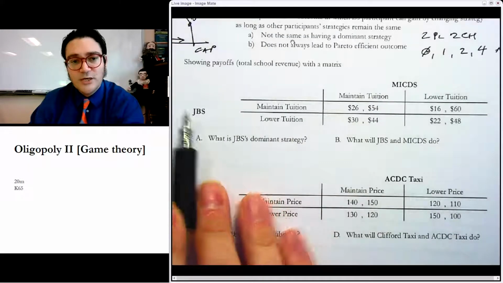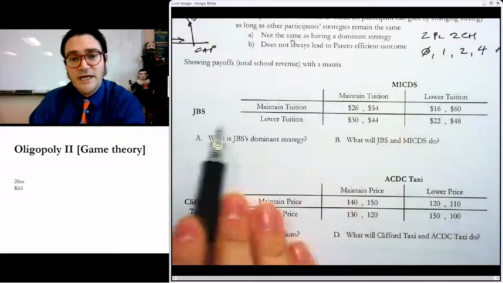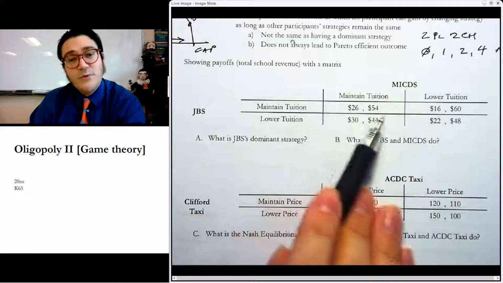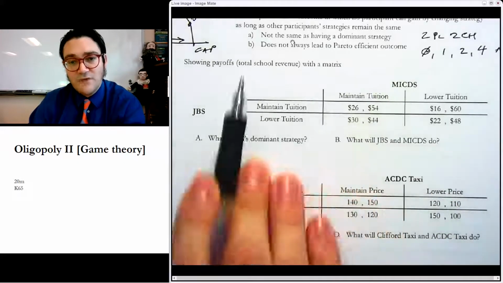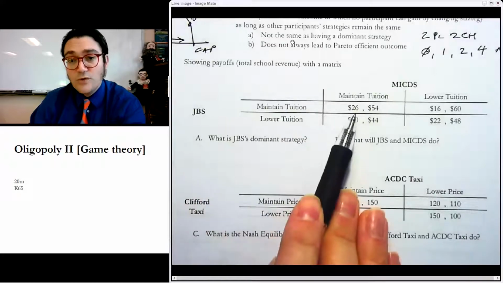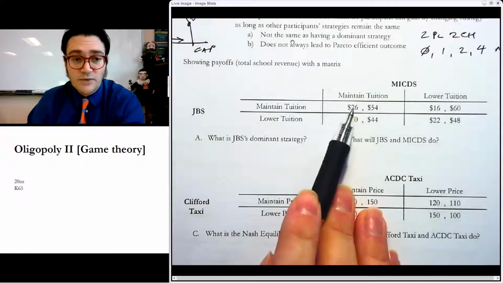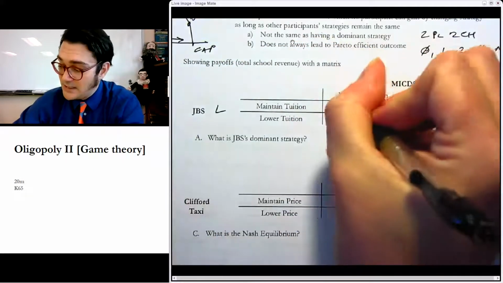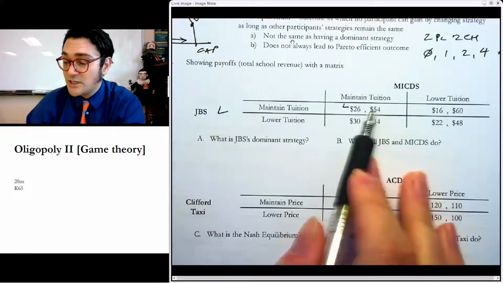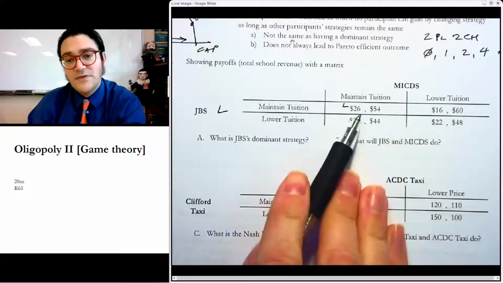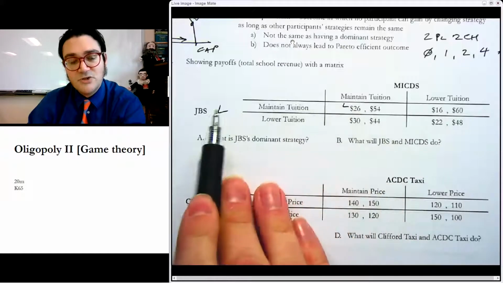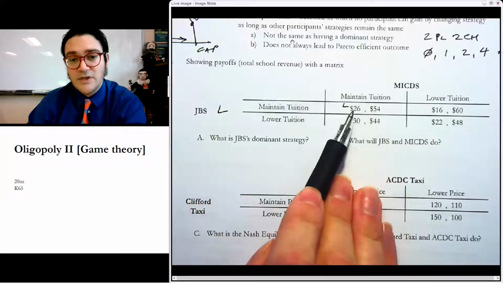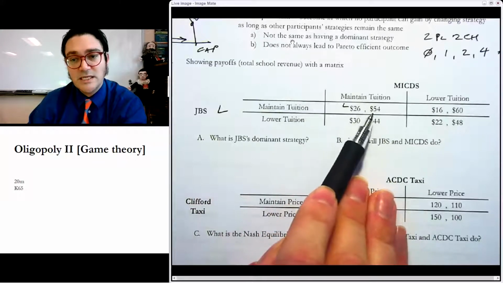So you have two schools, two players, John Burroughs and Mary Institute Country Day, and they both have the same two choices, maintain and lower. The way that we read these is by noting that this is revenue, so it's the money coming in, and more money is better, right? So the schools would be choosing whatever one gives them more money. The player that's on the left gets the left number. So 26 goes with Burroughs, 54 goes with MICDS. And what these two numbers refer to is what happens if John Burroughs decides to maintain and MICDS decides to maintain. In that case, Burroughs would get 26, MICDS would get 54.